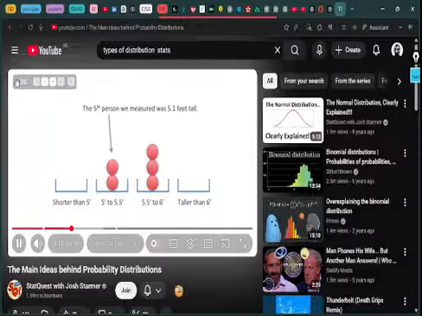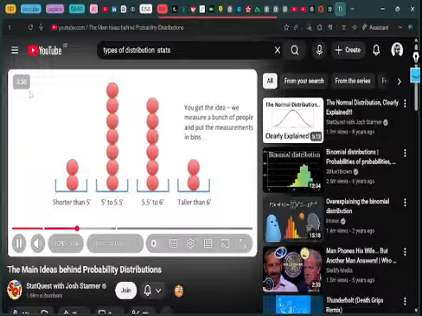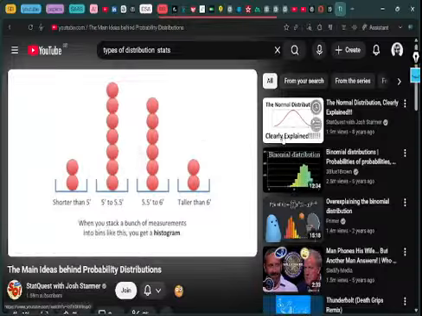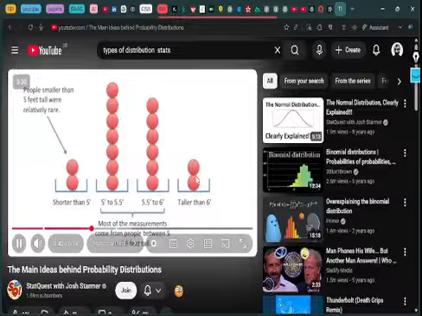The fifth person we measured was only 5.1 feet tall. And the sixth person we measured was 6.3 feet tall. Okay, you get the idea. We measure a bunch of people and put the measurements in bins. When you stack a bunch of measurements into bins like this, you get a histogram. Most of the measurements come from people between 5 and 6 feet tall. People smaller than 5 feet tall were relatively rare.